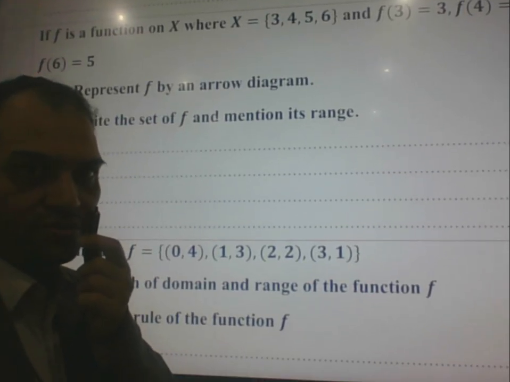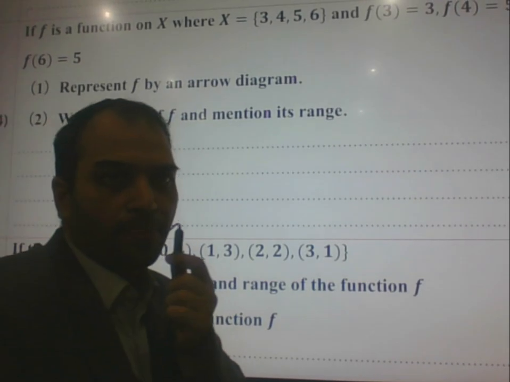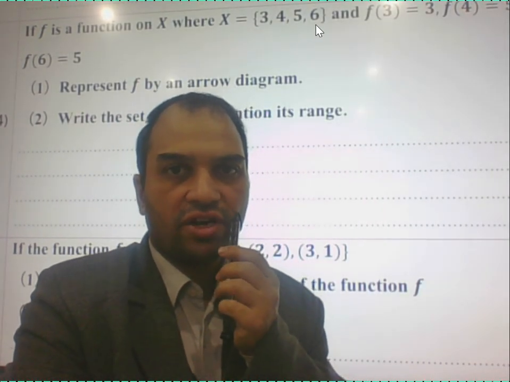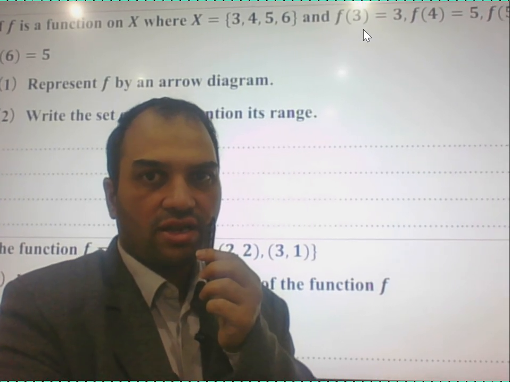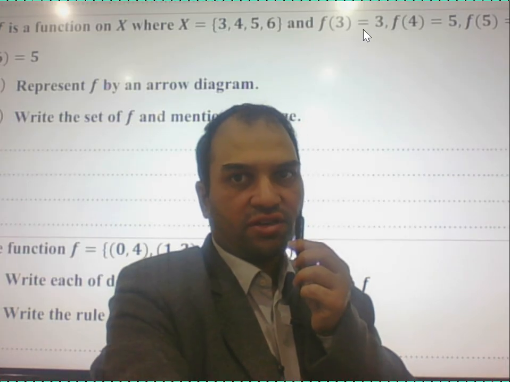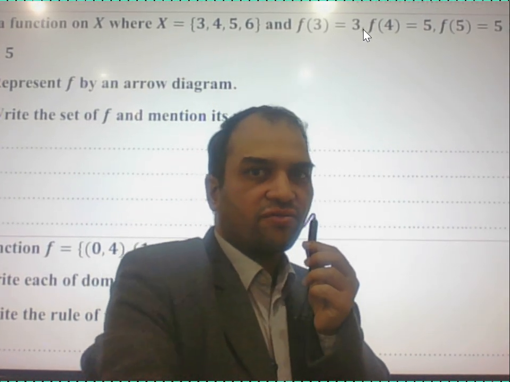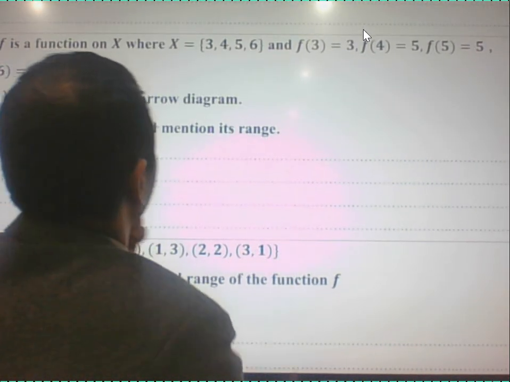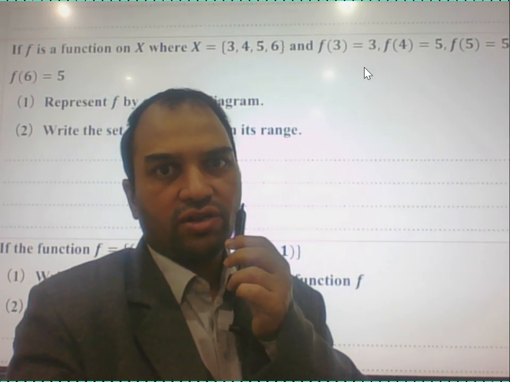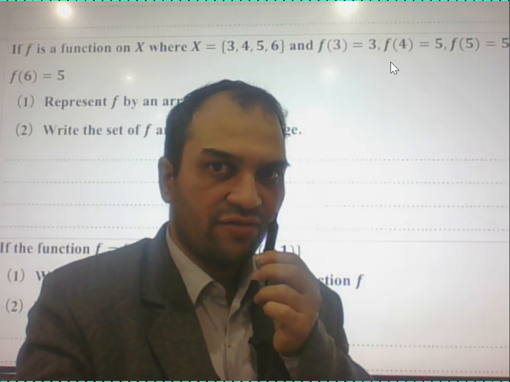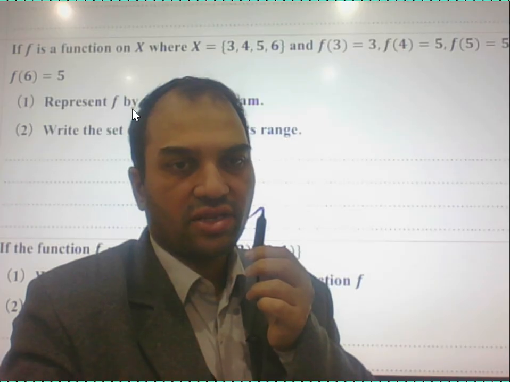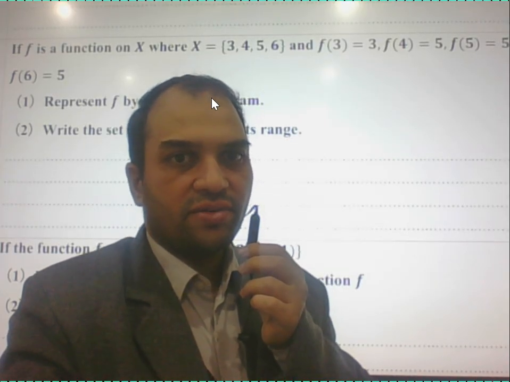Okay, listen to this question here. If f is a function on x where x equals 3, 4, 5, 6, and f of 3 equals 3, f of 4 equals 5, f of 5 equals 5. Okay, you can see now here is the example. We have the function: f of 3 equals 3, f of 4 equals 5, f of 5 equals 5, and f of 6 equals 5. Represent by diagram.